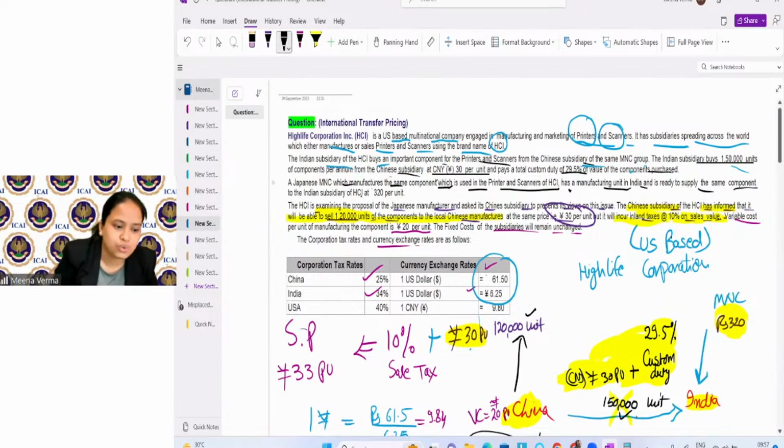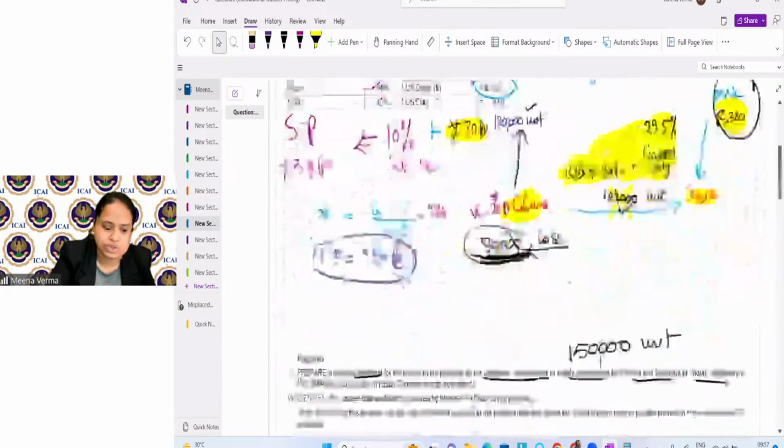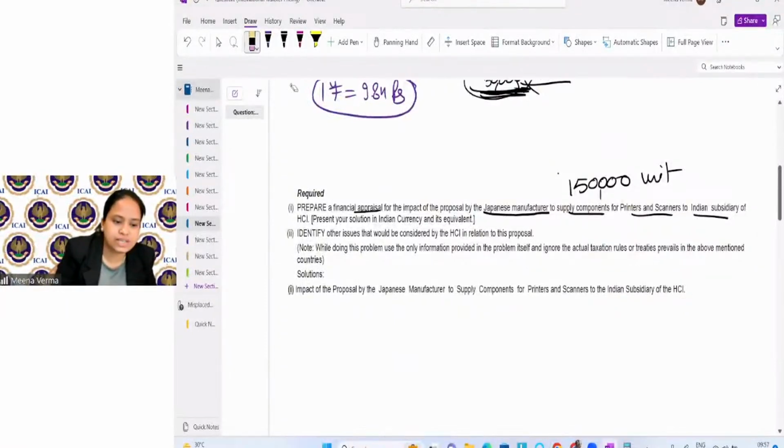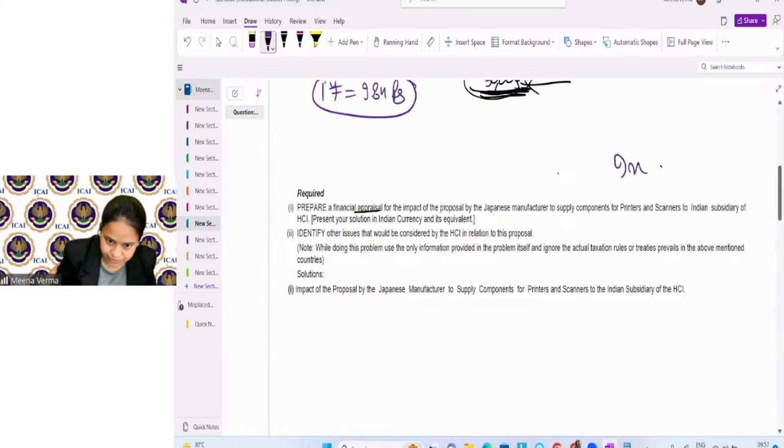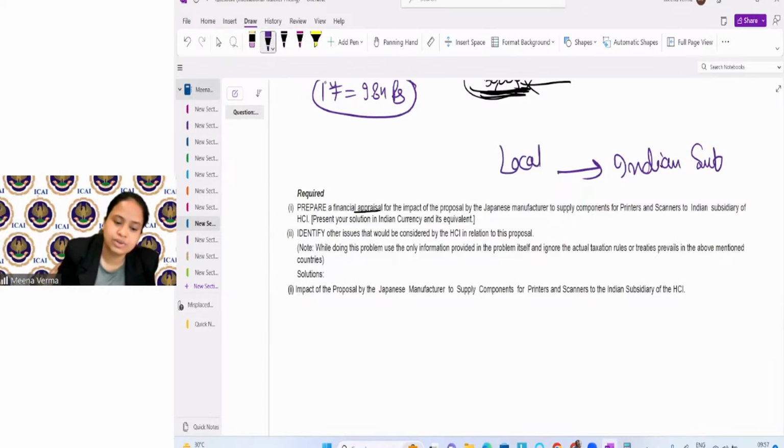Japanese manufacturer. So when India has the option to buy from a Japanese manufacturer, this MNC is a Japanese company. The first scenario is what? If the Indian subsidiary, instead of buying the product from China, 150,000 units, buys locally from the Japanese MNC. So instead of buying it from China, if it buys locally from Japan, what will happen?